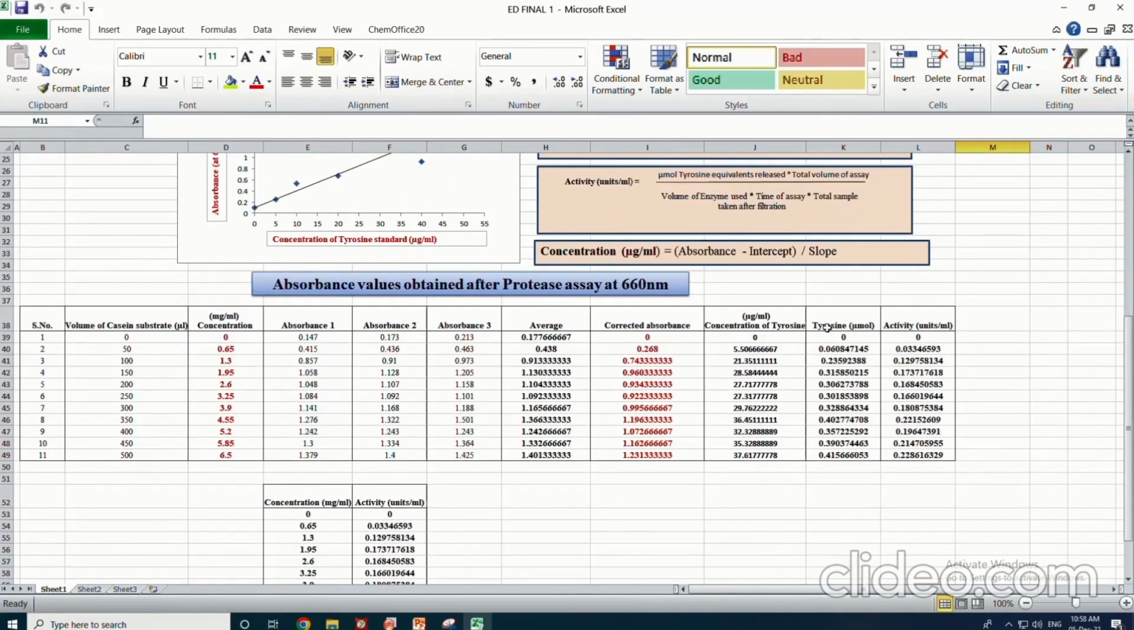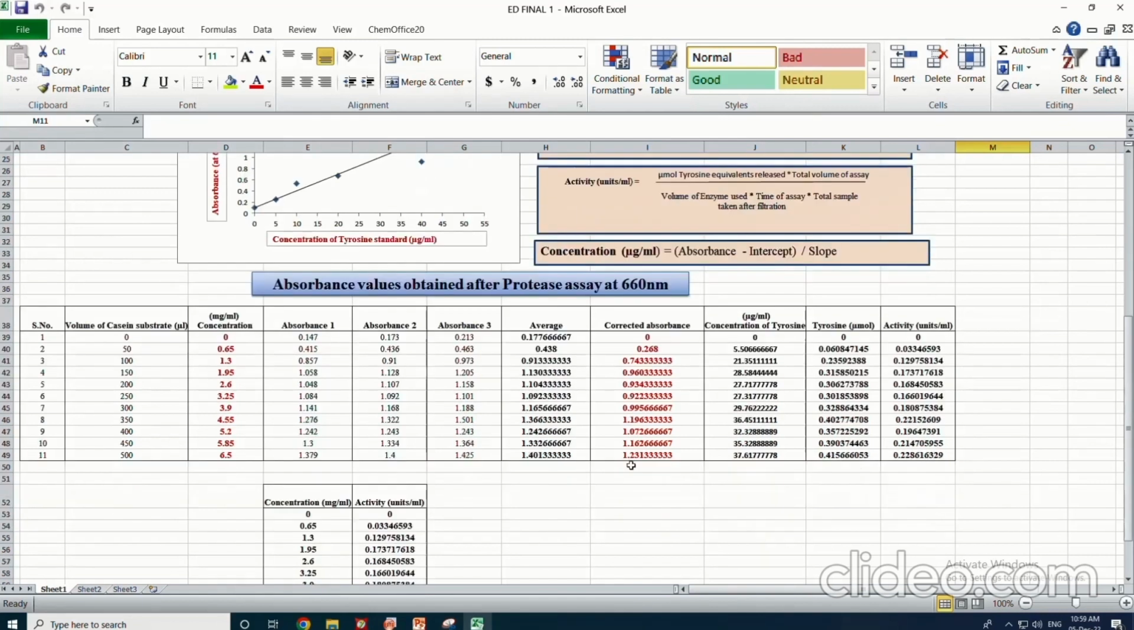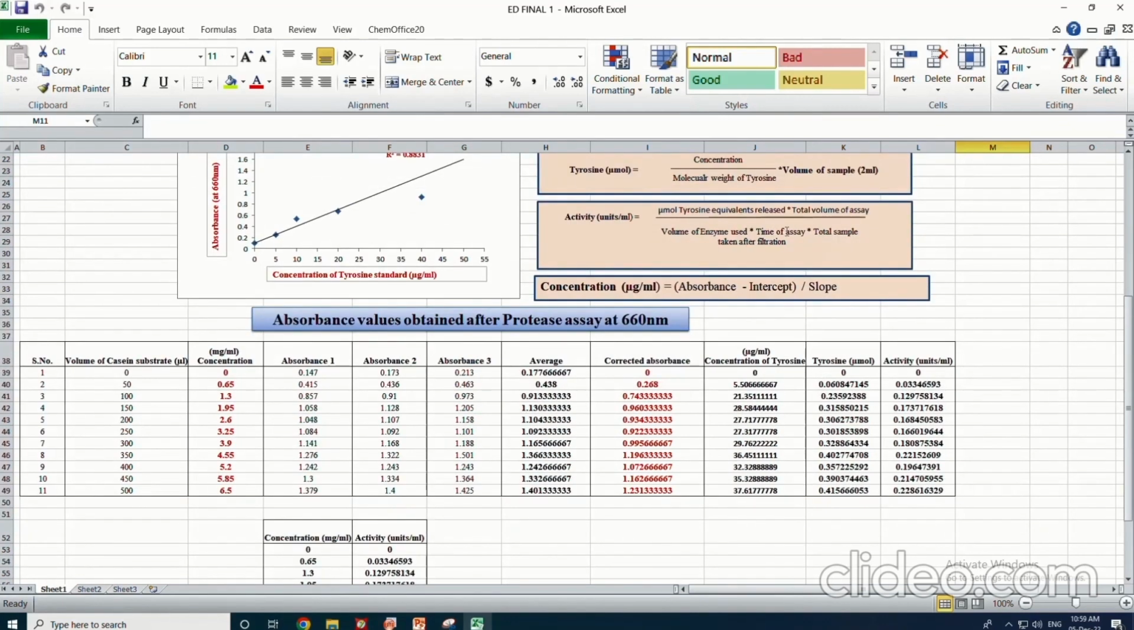This tyrosine is calculated in terms of micromoles by using this formula, and the activity of the enzyme, that is trypsin, in units per ml has been calculated by using the formula, that is micromoles tyrosine equivalents released into total volume of assay upon volume of enzyme used into time of assay into total sample taken after filtration. Here the total volume of assay was 1.1 ml, volume of enzyme used was 100 microliters, time of assay was 30 minutes, and total sample taken after filtration or centrifugation was 200 microliters.